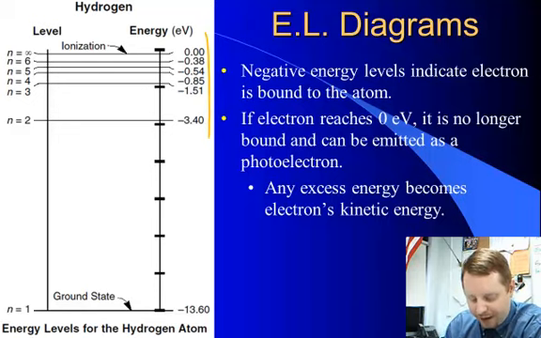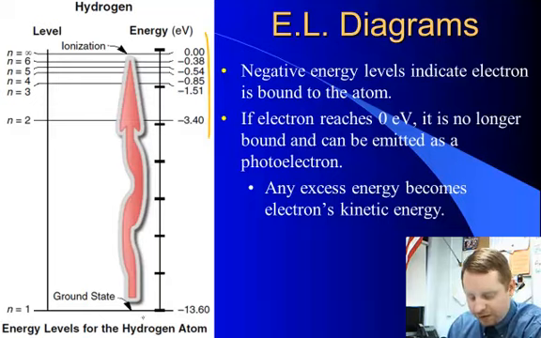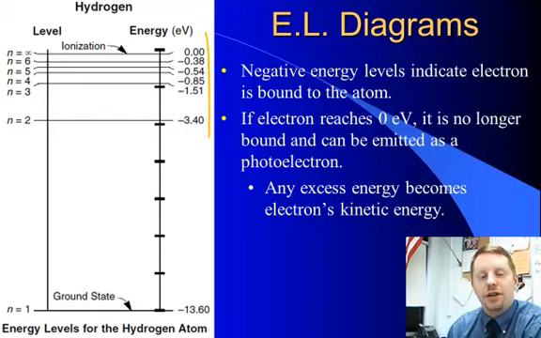If an electron is in the ground state of a hydrogen atom, in order to be ionized, to become free, if it starts at negative 13.6 electron volts, it would have to absorb a photon of at least 13.6 electron volts in order to be free. Any energy above and beyond that becomes the kinetic energy of the electron.